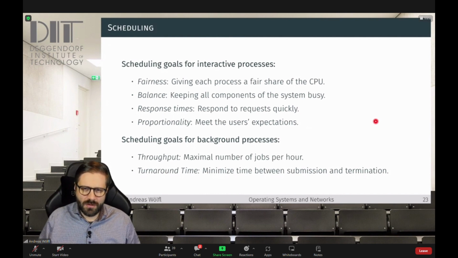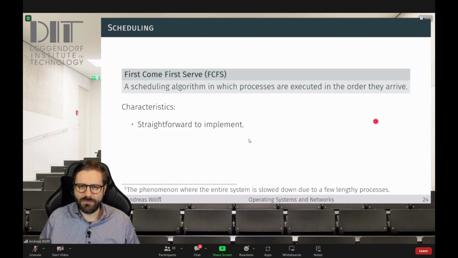But we start with what we already know, FCFS, first come, first serve, the scheduling algorithm where processes are executed in order over time. We saw first come, first serve in memory management as well. So where we, based on the time, removed processes from memory, and we can apply the same algorithm in scheduling. It's the most basic scheduling algorithm that we have. And this is not always a bad thing. We saw this with other algorithms as well.